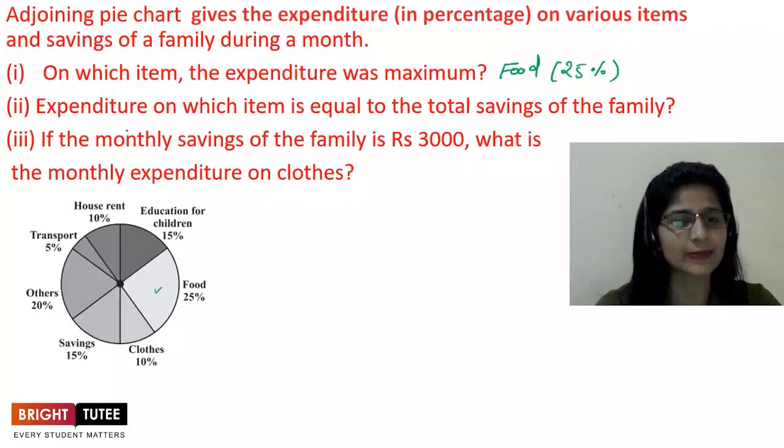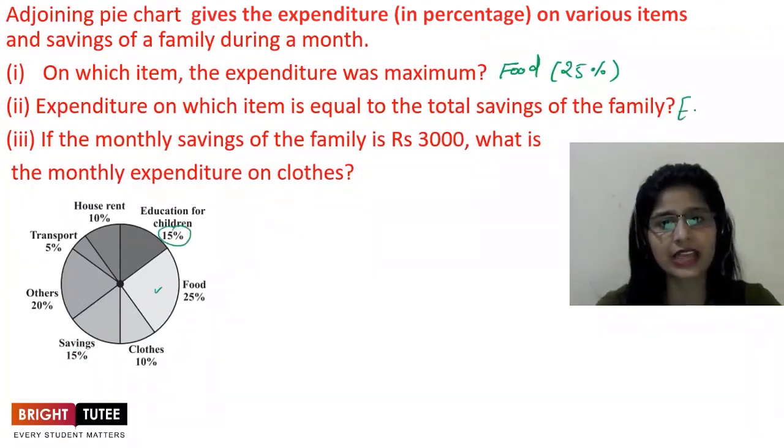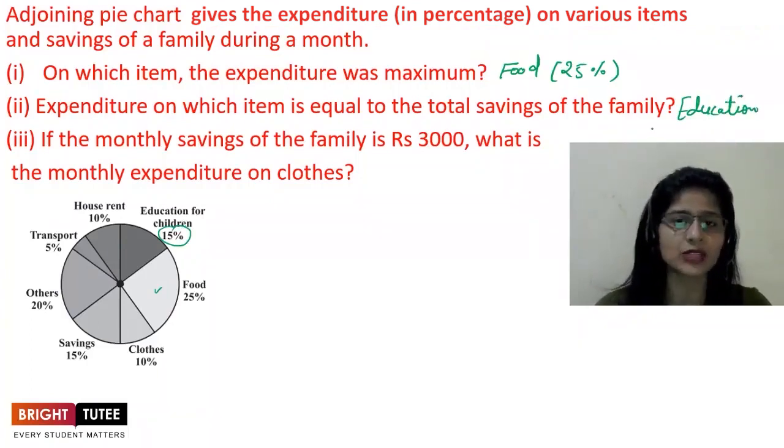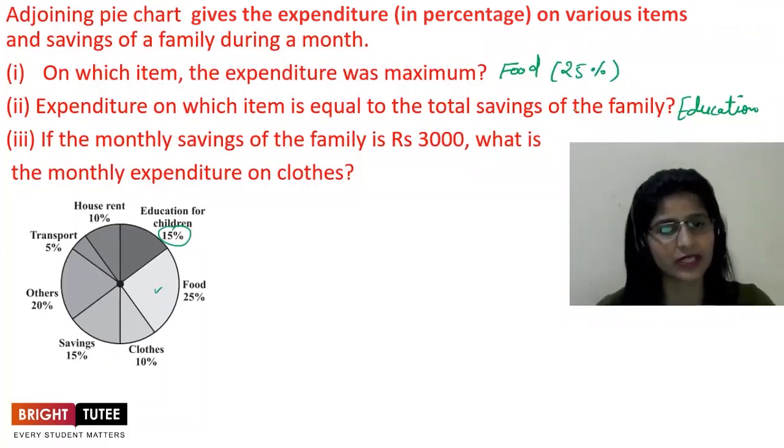The next one is: expenditure on which item is equal to the total savings of the family. So expenditure and saving are equal. So saving is equal to how much percentage? 15%, right? And it is equal to what? Education, because education is also 15%. So which is the item that is equal to the saving? It is education, right? Because on education 15% is spent and the saving is also 15%.